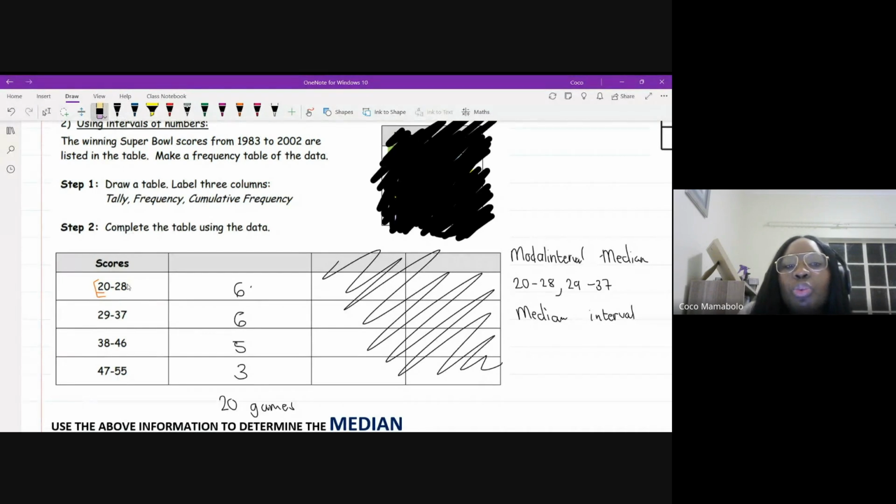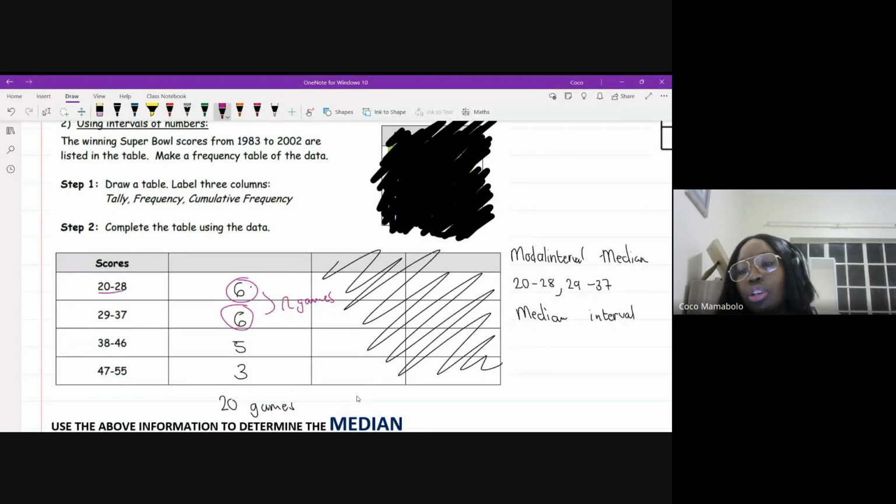Which two games would indicate the midpoint, the middle point of it? Game number 10, good, and game number 11, good. So we're going to look for which interval those two fall in. I know that the first 6 games fall in the interval of 20 to 28. If I count the next 6 games, we are at 12 games. So what is the median interval here? 29 to 37.